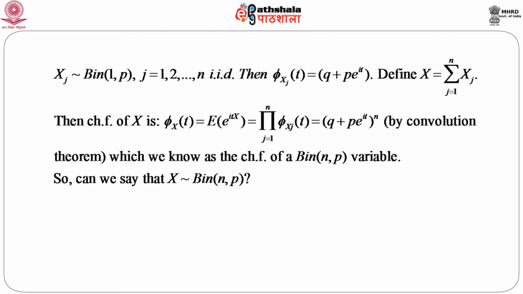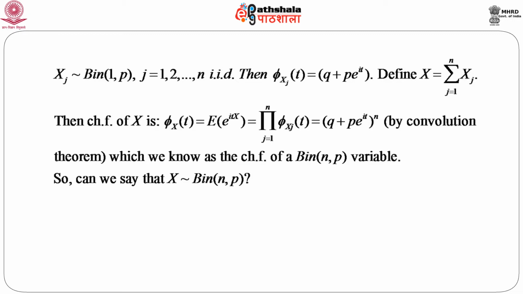And if we look at this characteristic function, (q plus p e to the power i t) to the power n, we know that this is the characteristic function of a binomial random variable with parameters n and p. But the question is, from this observation, can we immediately say that X follows Binomial(n, p)? So, this is the basic question that we are trying to address in this talk.